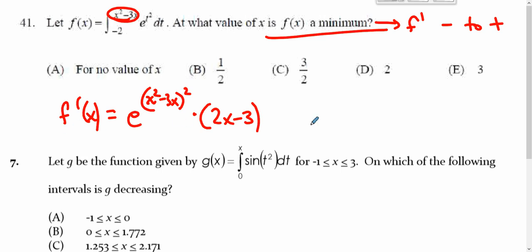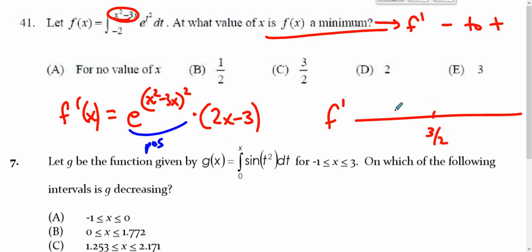So how does this look? Well, this part is always positive because it's e to the something. So this is the only part we care about. It changes sign at 3/2. It's negative on one side and positive on the other. You can check, set that equal to 0, plug in your favorite number less than 3/2 and your favorite number bigger than 3/2, and you can figure that out. It's not terribly difficult. F prime changes from negative to positive at 3/2.